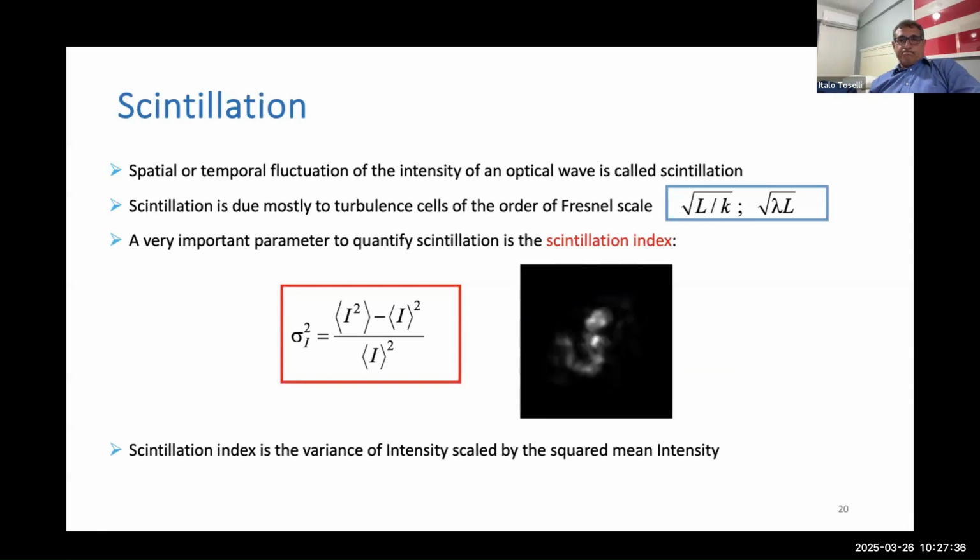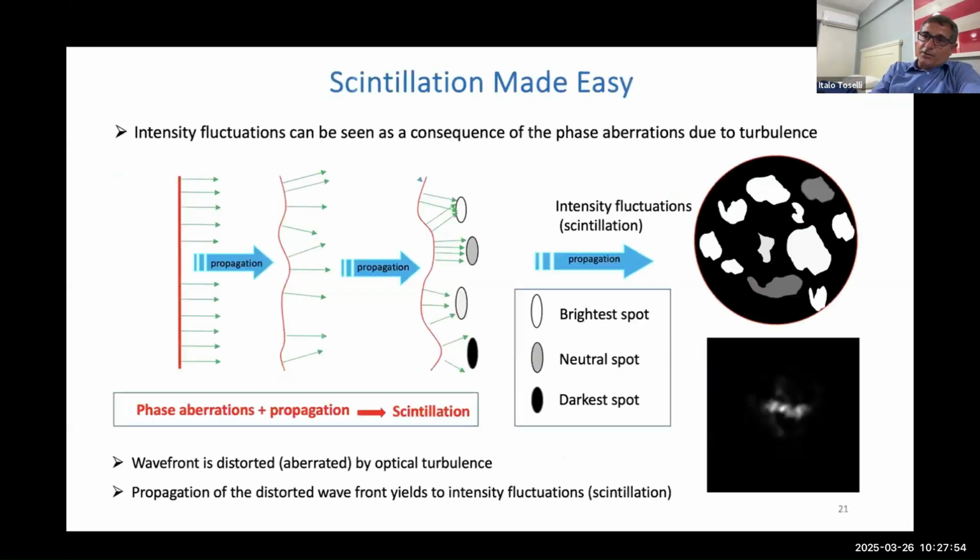And as you can see, scintillation is a problem. Why? Well, because if you want to do, for example, optical communication, this fluctuation of intensity means that sometimes you also have dark zones across your beam, which means that you're going to blind your sensor. We will see this later.